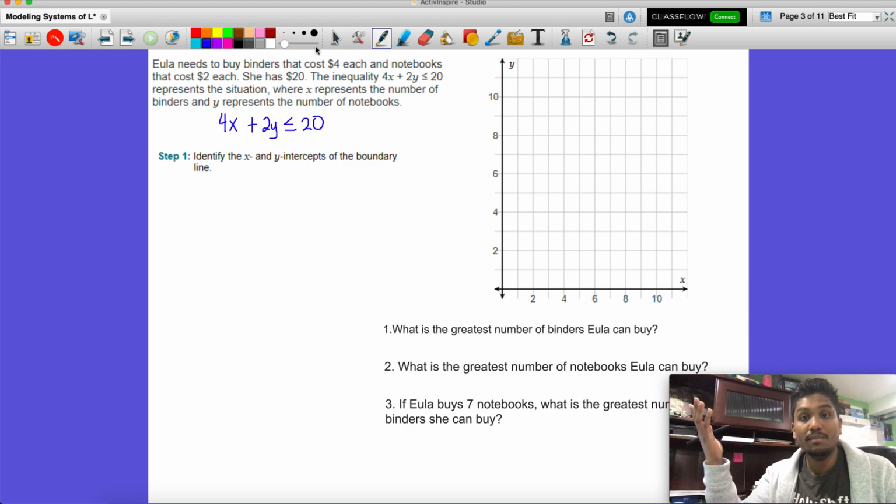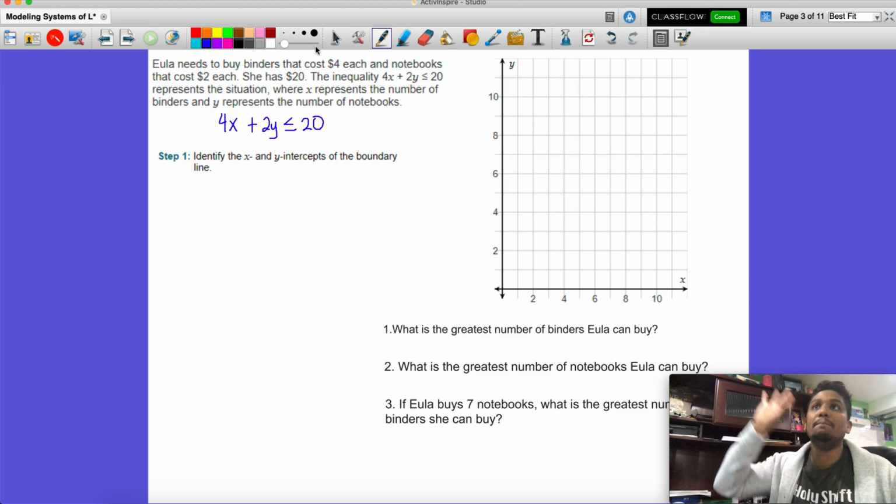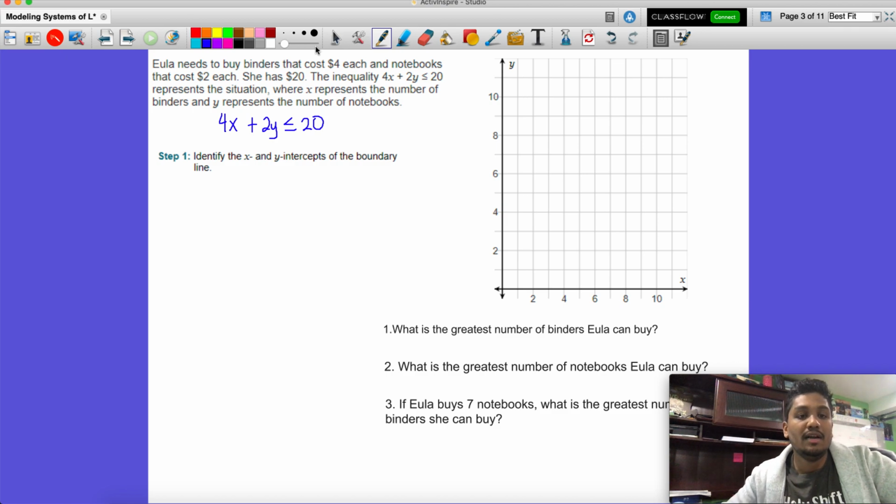Maybe you just need one binder and then one notebook. Now maybe you need one binder and two notebooks. The point is that you don't have to spend all of it, but just know that you have that maximum of $20 there. Okay. X represents the number of binders. So X is binders, the number of binders, and Y is the number of notebooks. All right, now the question here says that we want to find the x and the y-intercepts.